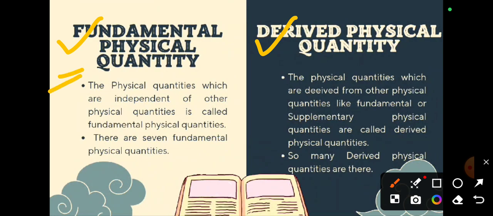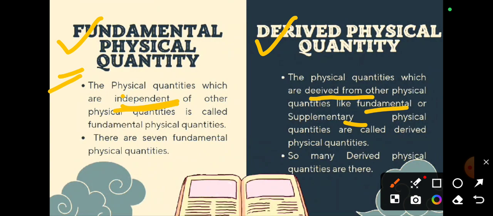Name itself suggesting, fundamental means what? Which are the base units, or which are the base quantities, or we can say which are independent of any other physical quantity is called as what? Fundamental physical quantity. Now, what is meant by derived physical quantity? Derived physical quantity, again the name suggesting us, it is derived from other physical quantities. What other physical quantities? That is base quantities. The quantities which are derived from fundamental quantities or supplementary quantities are called as derived physical quantities.